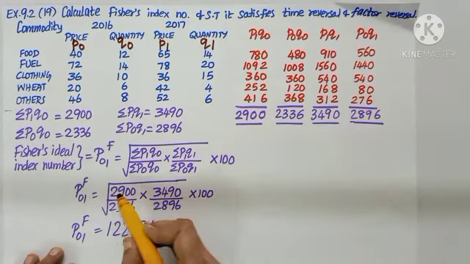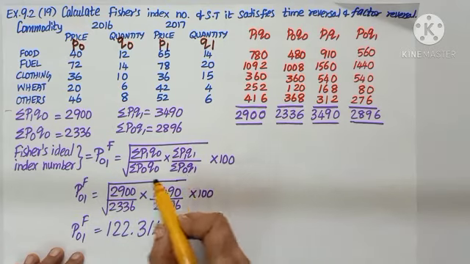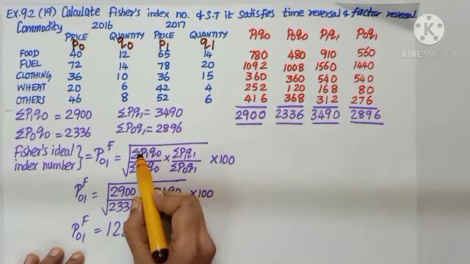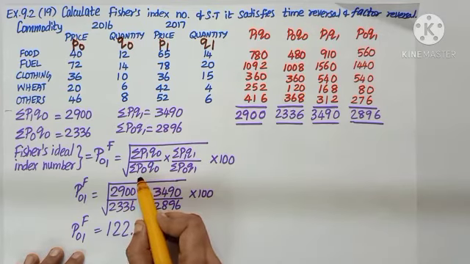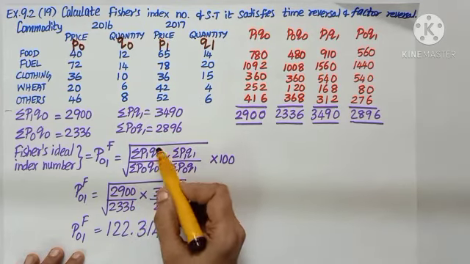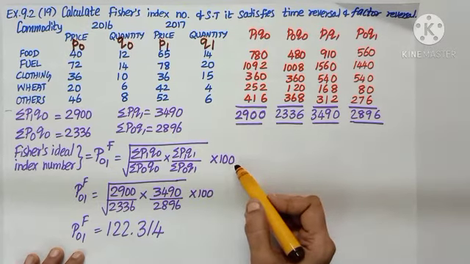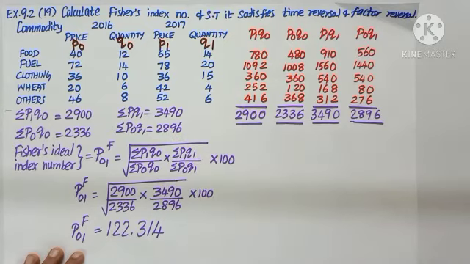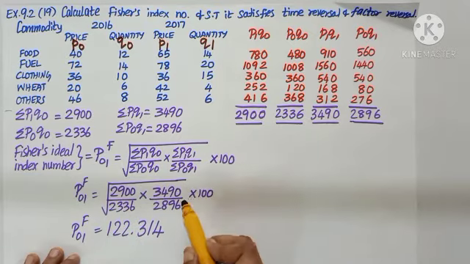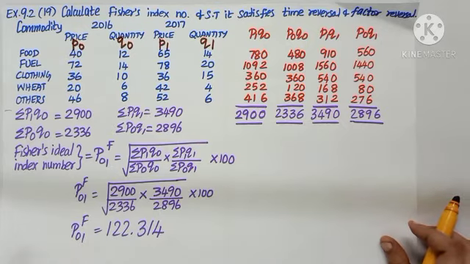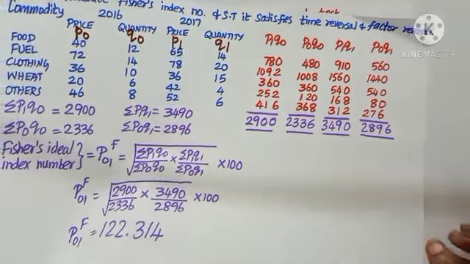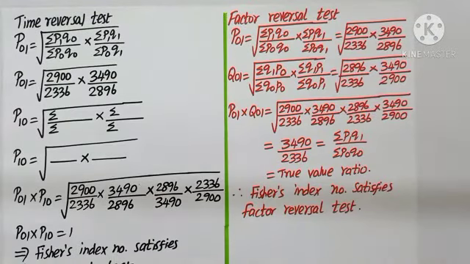Fisher's ideal index number, you know the formula. Remember the technique. Sigma throughout. P1 in the numerator, P naught in the denominator. First time I put Q naught up and down. Second time I put Q1 up and down. Multiply by 100. 100 is outside the square root. Now we multiply, we divide, we find square root and then multiply by 100. Our answer is 122.314. We need to show it satisfies time reversal and factor reversal.